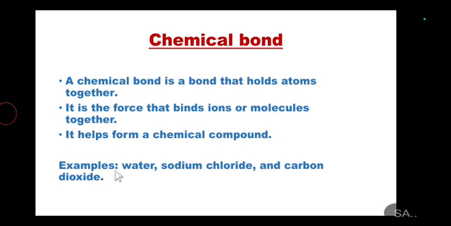Chemical compounds are like water. This is the most common example. Water is made up of hydrogen and oxygen. So hydrogen and oxygen atoms are combined together with the help of the chemical bond. Then we have sodium chloride, NaCl. Sodium is a metal while chlorine is a gas, so these are associated together with the help of chemical bonding, and a chemical bond obviously is formed between them, so they form sodium chloride. And carbon dioxide, which is a gas.